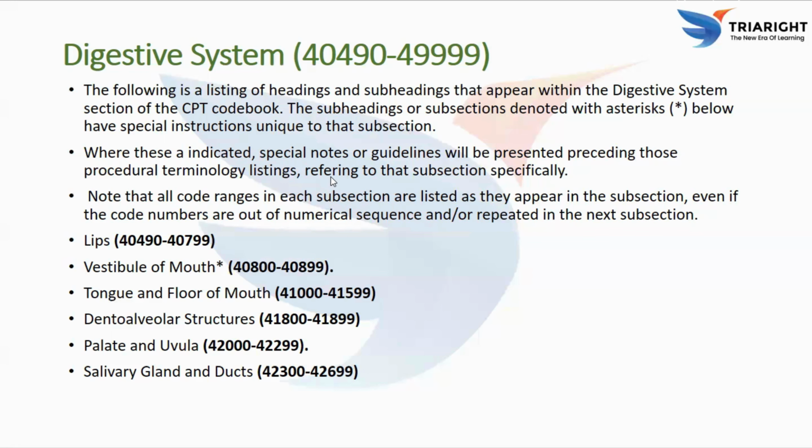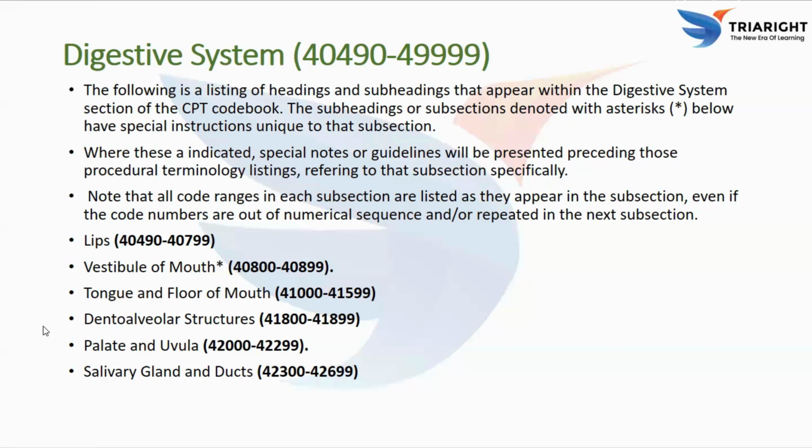Code order versus numeric order. Codes are listed as they appear anatomically, not always in numeric order. Some codes may seem out of sequence, and some may appear again in another subsection. So never code by number alone. Always code by anatomy as well as by description.